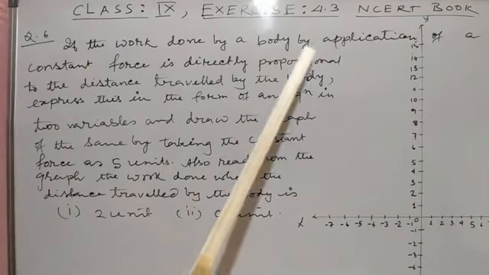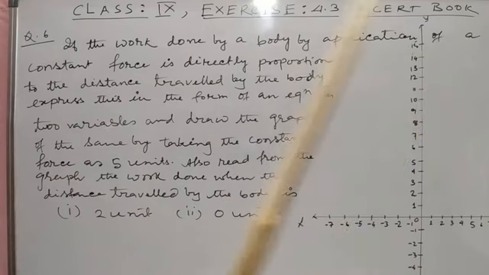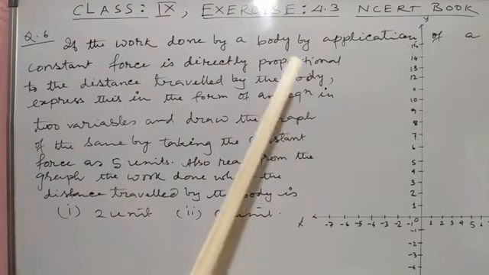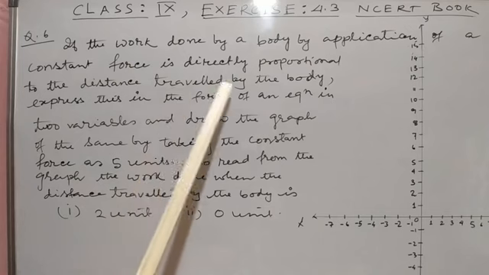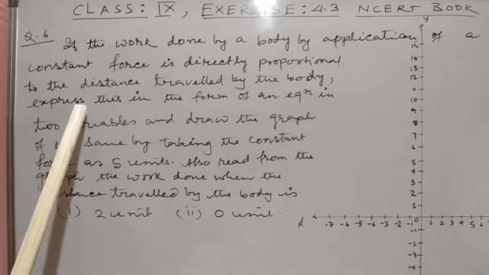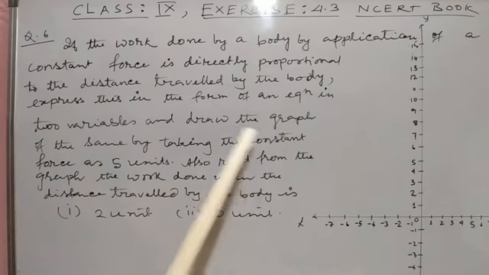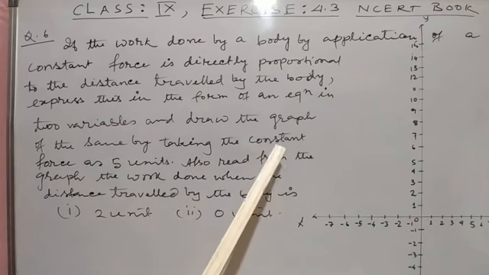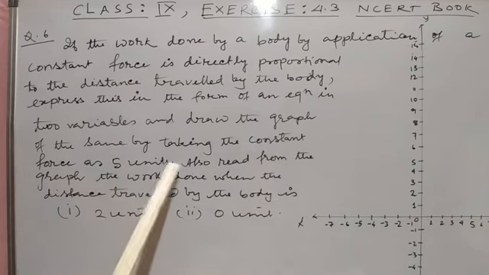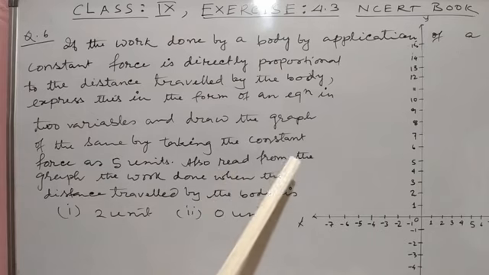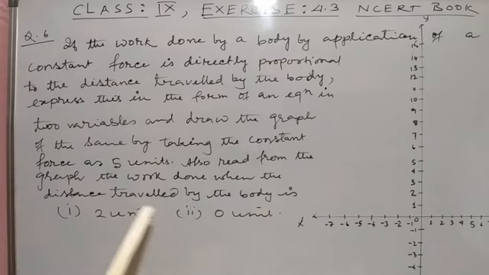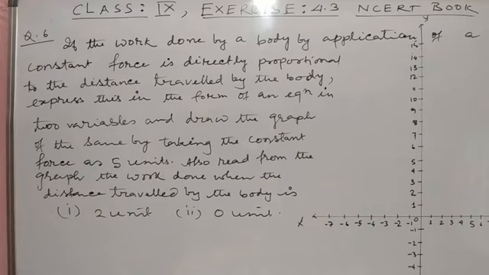If the work done by a body by application of a constant force is directly proportional to the distance traveled by the body, then express this in the form of an equation in two variables and draw the graph of the same by taking the constant force as 5 units. Also, read from the graph the work done when the distance traveled by the body is 2 units and 0 units. So let us see this question.